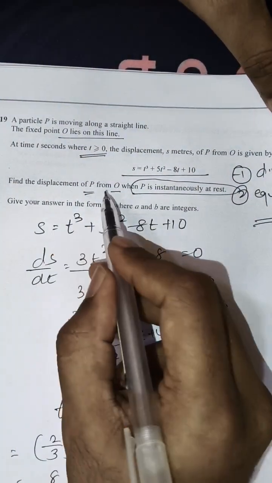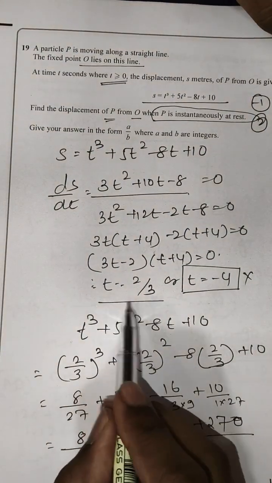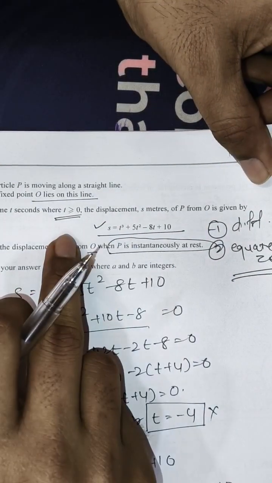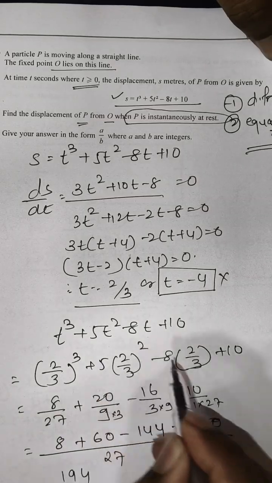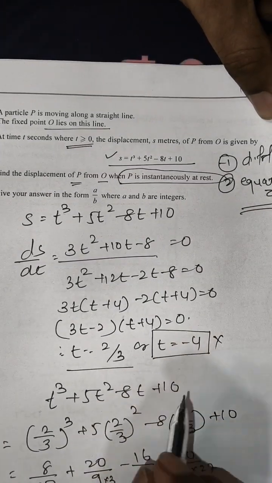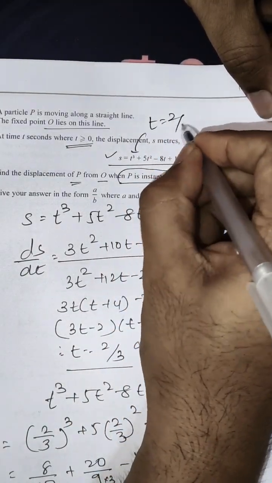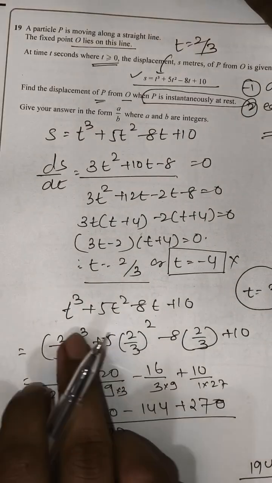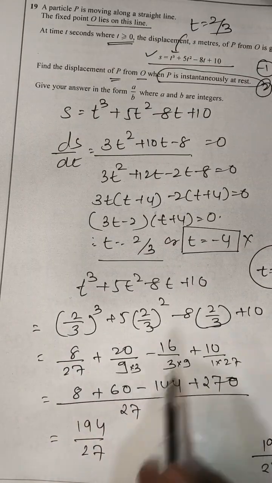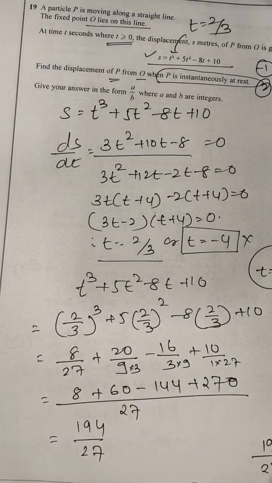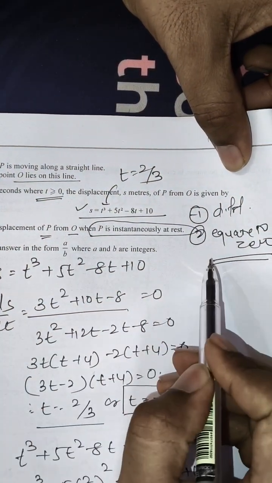And then they are saying find the displacement p from O where p is instantaneously at rest. Means basically what they are trying to do is you have to put t value 2 by 3 into this equation. Correct? You have to put this into this equation and then write the whole stuff. So (2 by 3) cube plus 5 into (2 by 3) square minus 8 into 2 by 3 plus 10. I have done nothing but only replaced t as 2 by 3 in all this equation. Correct? Then when you solve this whole equation, your ultimate answer is 194 upon 27. Correct? I hope you got this. It's very simple. Always remember, when you get such kind of a sum, differentiate, equate to 0. That's it.